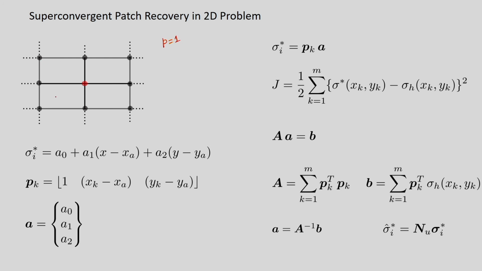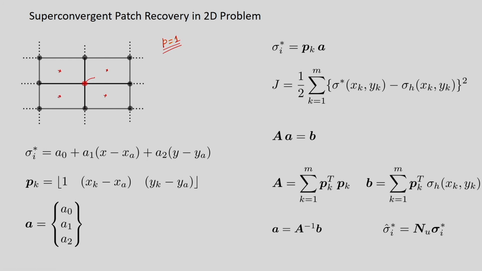Here the black dots show the nodes in the given patch where I have considered 4 elements, and this internal node has the coordinate written as xa, ya, at which we need to calculate the recovered stress. How do we extend the earlier idea? Since p is equal to 1, the superconvergent points in each element lie at the center of each element, that is corresponding to xi equal to 0, eta equal to 0.